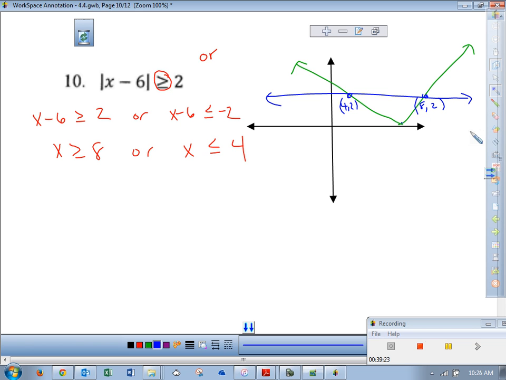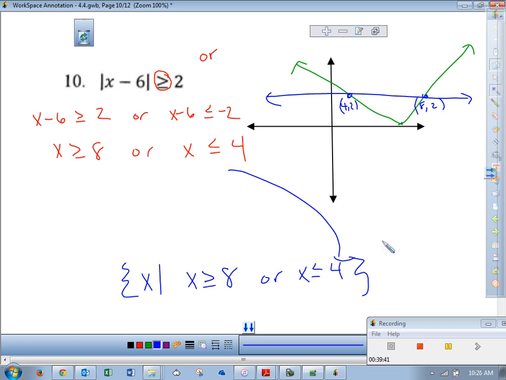on your sketch. Then we got to put them in notation. Set notation's already done for us. Set of all x such that, since there was an or statement, that's a disjunction. There's just two different answers. You copy what you had right down in there. X could be greater than or equal to 8 or x less than or equal to 4.